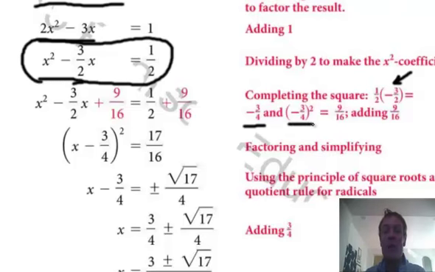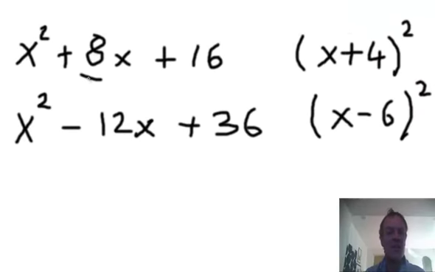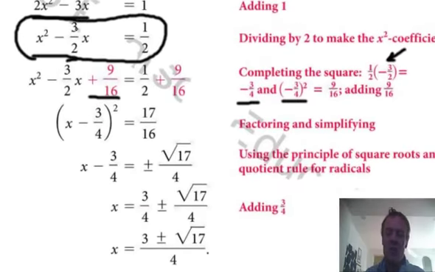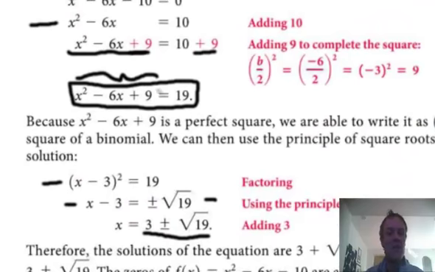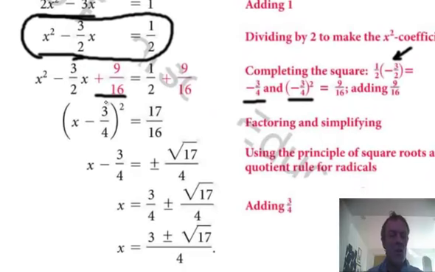What's 3 over 4 squared? Positive 9 over 16. Think about it. 3 squared is 9. 4 squared is 16. And again, it's positive. No matter whether it's negative or positive, when I square something, it's positive. So I'm going to add 9 16ths. I've just done the same as this. I halved an 8 and squared it to get 16. I've halved 3 over 2 and got 3 over 4 and squared it to get 9 16ths. And I've added it to both sides, just like I did in this one here, where I added 9 to both sides. Nicer numbers.